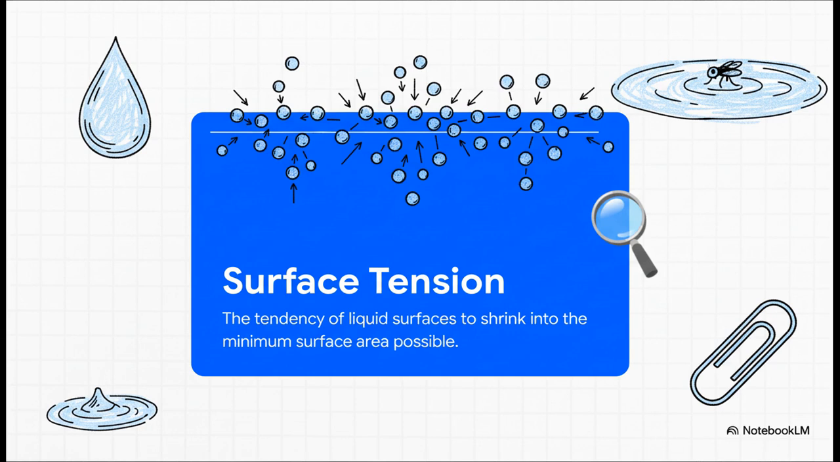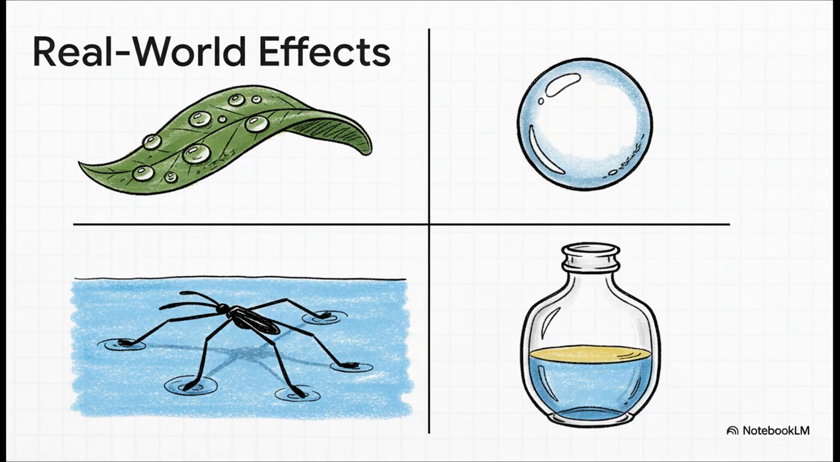See, inside a drop of water, every single molecule is being pulled on equally by its neighbors in all directions. But right at the surface, there's nothing pulling upwards from the air. This imbalance creates this powerful inward force, pulling all those surface molecules super tight, and that's what forms that invisible skin.